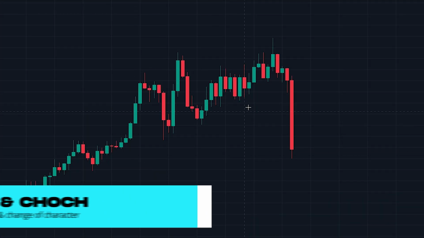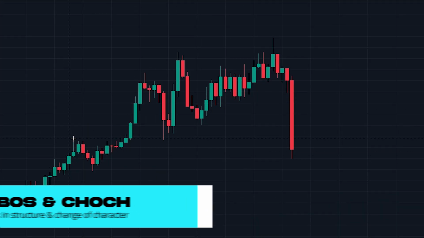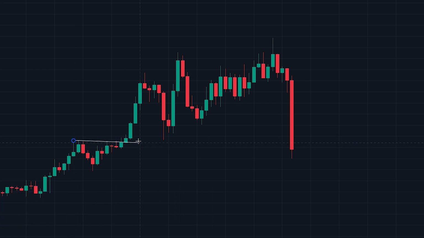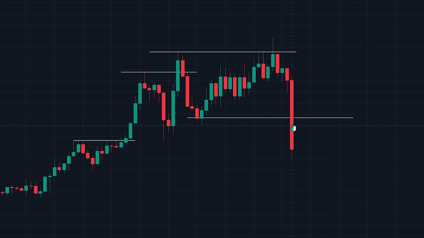A break of structure occurs whenever the price breaks above the previous higher high or lower low. As you can see with this example, the price is constantly breaking above the higher high, meaning that a break of structure is occurring. However, if the price were to break below the higher low, this would mean that there has been a change in the character of the price action, indicating a trend reversal.